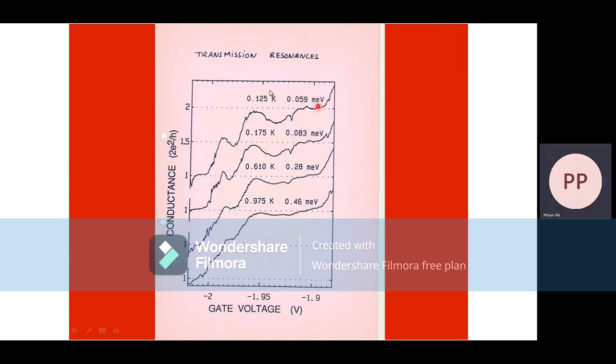a small constriction is not so perfect. There are many resonances. There are suppressions of the conductance. There are enhancements of the conductance, and the traces look rather disheveled and disordered, right? So there are transmission resonances in the spectra, and conductance quantization as well is obscured by these resonances.